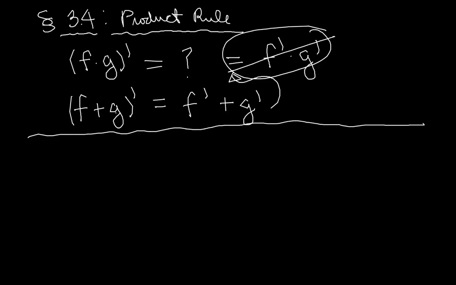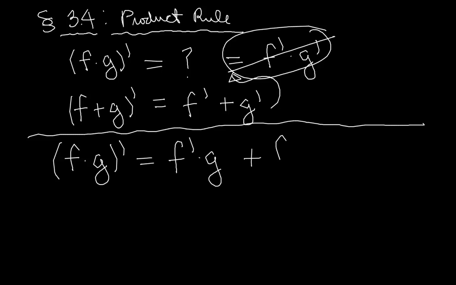Instead, what it is the following. If I take f times g, and I prime it, I take its derivative, what you're really going to get is f prime times g plus f times g prime. So you see, it's completely different from f prime times g prime. You take the derivative of one, multiply it by the other, then add the other one and take the derivative of the other. So that was confusing the way I said it, so let's put it another way.